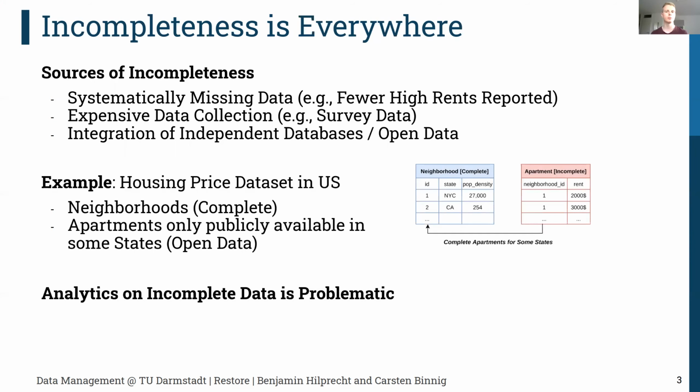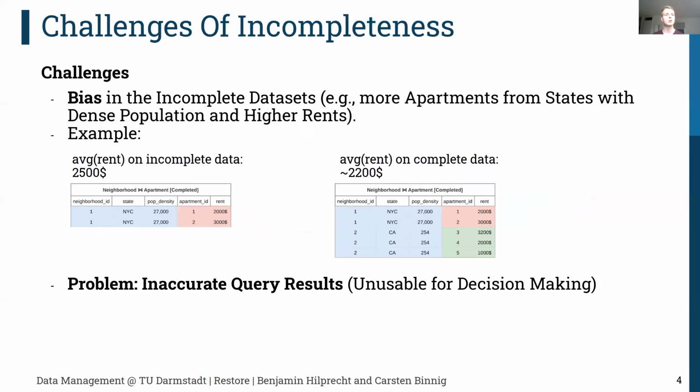Here we deal with a housing price dataset in the US with a complete neighborhoods table with state and population density. And we only have apartments publicly available in some states. In others, apartments are missing. And that's why our dataset is incomplete. And now if we want to use this for analytics, this can quickly become problematic. Because there are two challenges here.